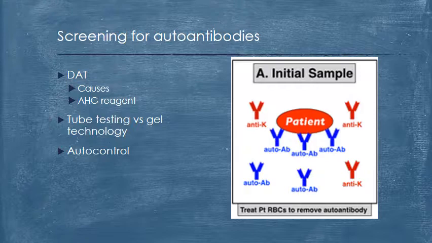As long as you can back it up with a manual method, you're probably okay. And remember that you always have to have your auto control. That's your other means. You run that auto control. That's another means of testing for the presence of autoantibodies, and you're going to use that anyway during an antibody screen.